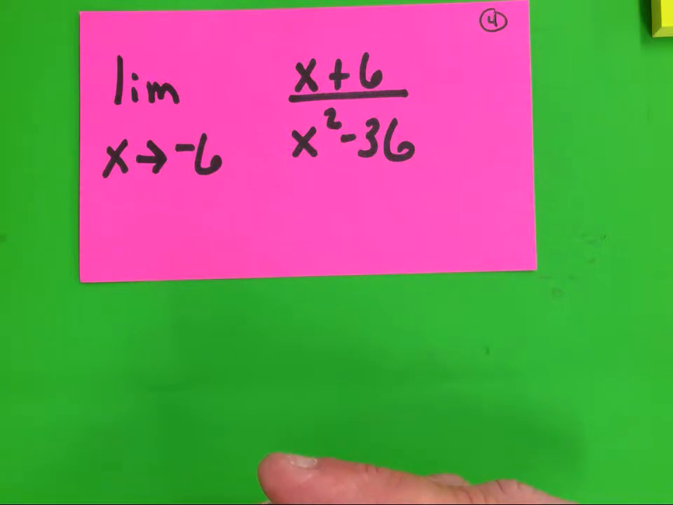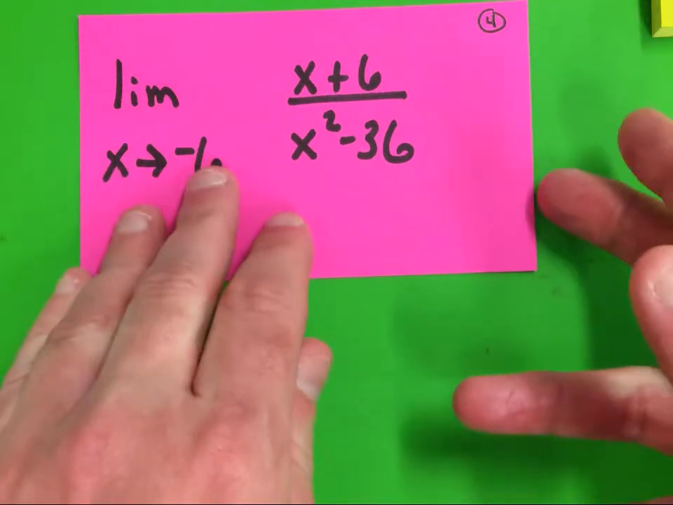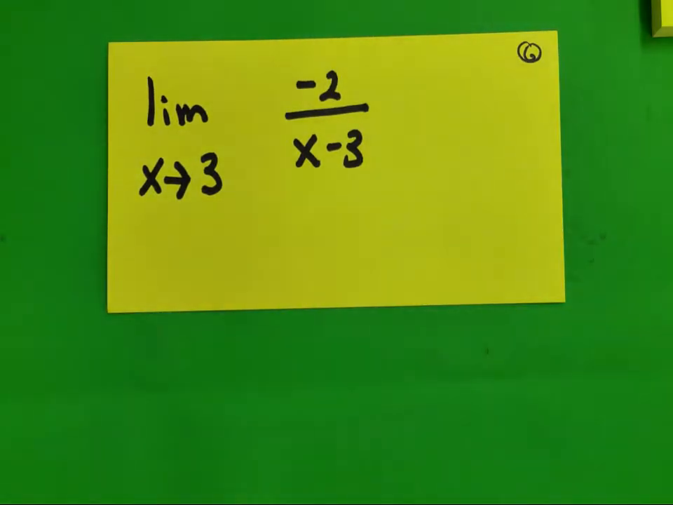All right, what did y'all get on number 4? Negative 1/12. Negative 1/12. I'm going to skip number 5 because we already did one like that. Let's go to this number 6 card. Okay, let's look at this one. If I plug 3 in, guys, what do you get? 0. Can I factor? Can I rationalize? Can I find a common denominator? So all that's out of the way.